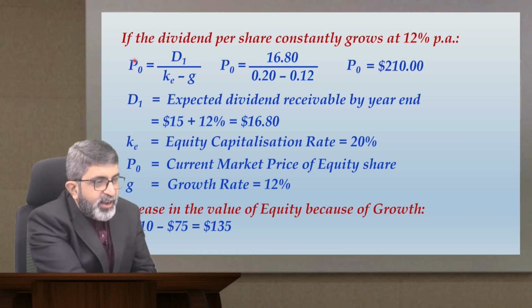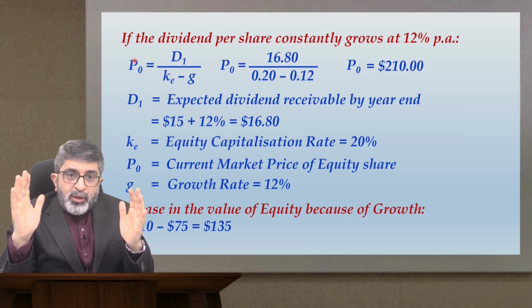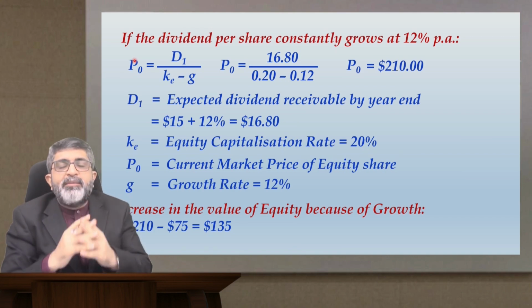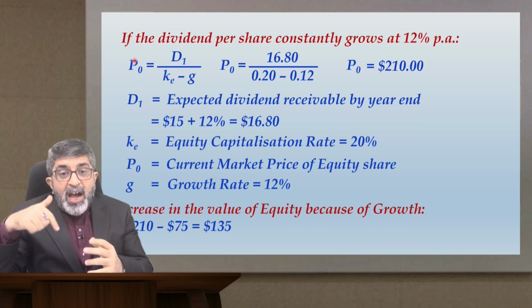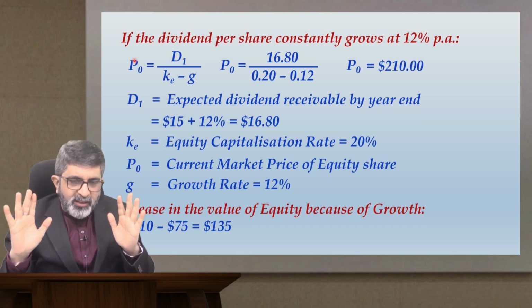Look at this. It is D1 divided by KE minus G. So the shorter the gap between KE and G, the lesser will be the value of the denominator and higher will be the value of the share. Are you people following me what I am saying?